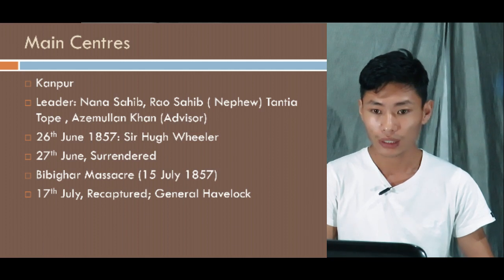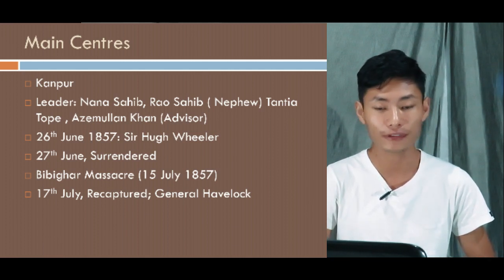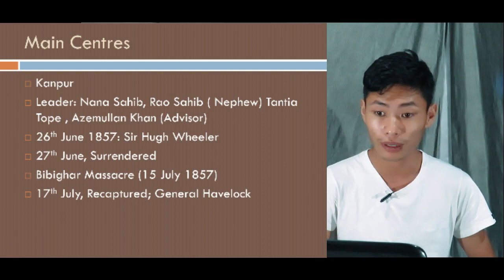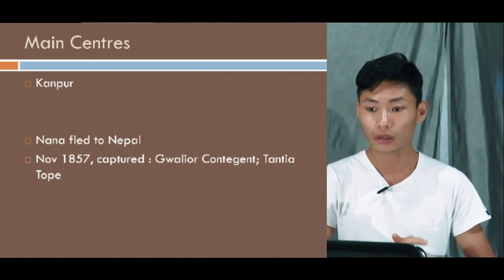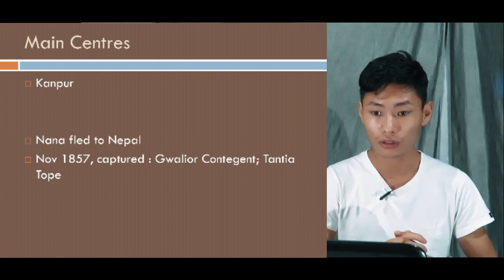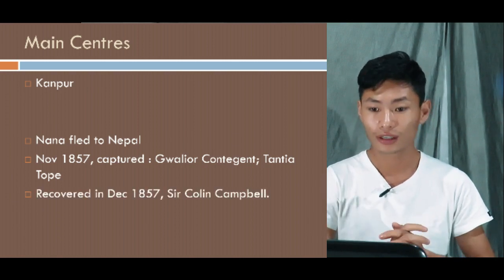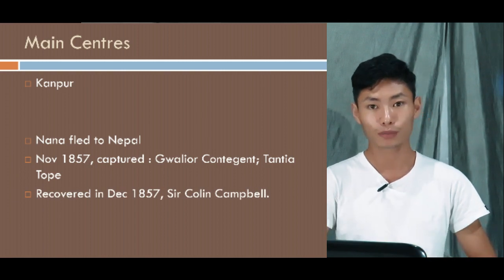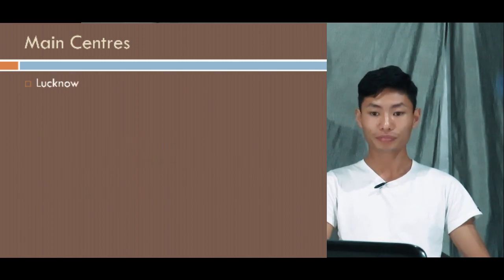Nana Sahib was finally defeated by General Havelock on 17th July 1857, which led to the recapture of Kanpur. Nana Sahib fled to Nepal afterwards, but in November 1857, the Gwalior contingent led by Tantia Tope recaptured Kanpur. Next, in December 1857, Sir Colin Campbell brought Kanpur back under British control. So that's the story about Kanpur.